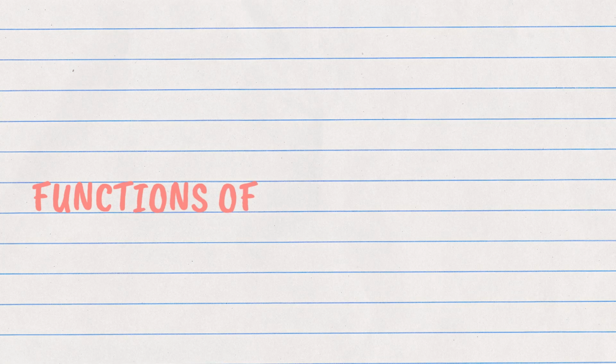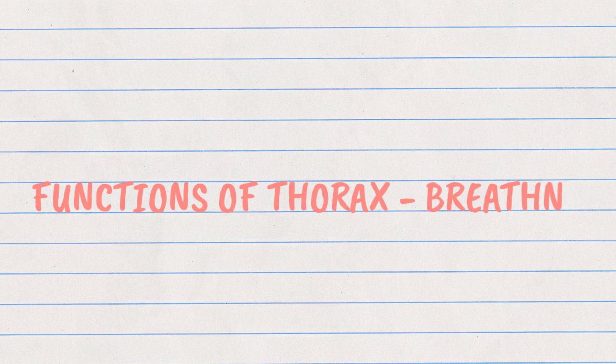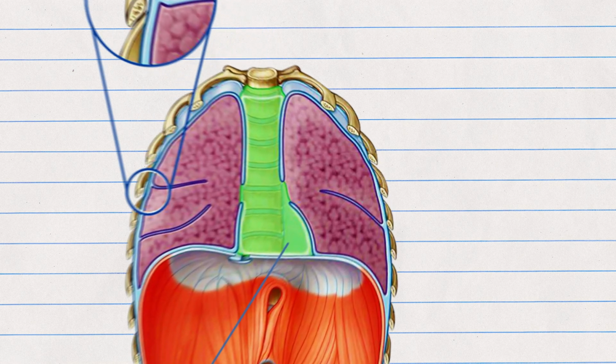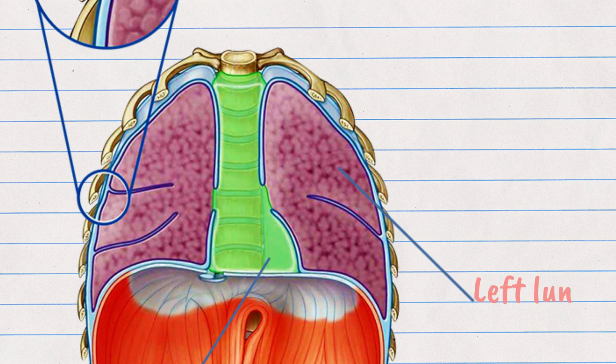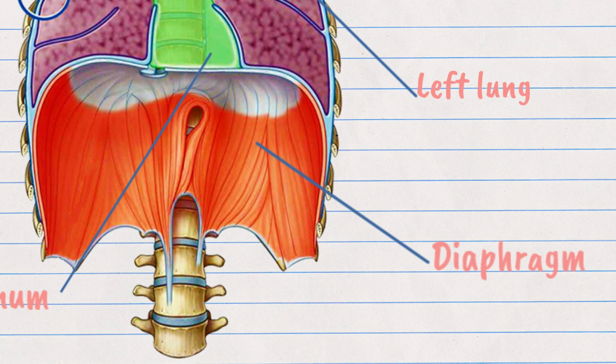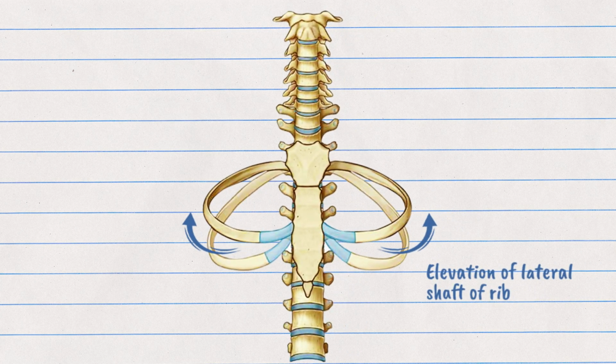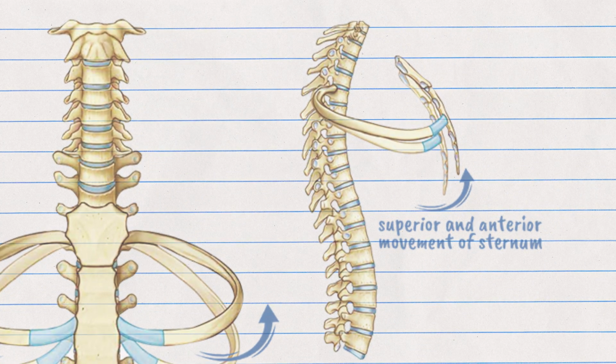Functions of the thorax. 1. Breathing. The thorax plays an indispensable role in respiration. Beyond enclosing the lungs, it incorporates essential mechanical components such as the diaphragm, thoracic wall, and ribs that enable the efficient movement of air into and out of the lungs.